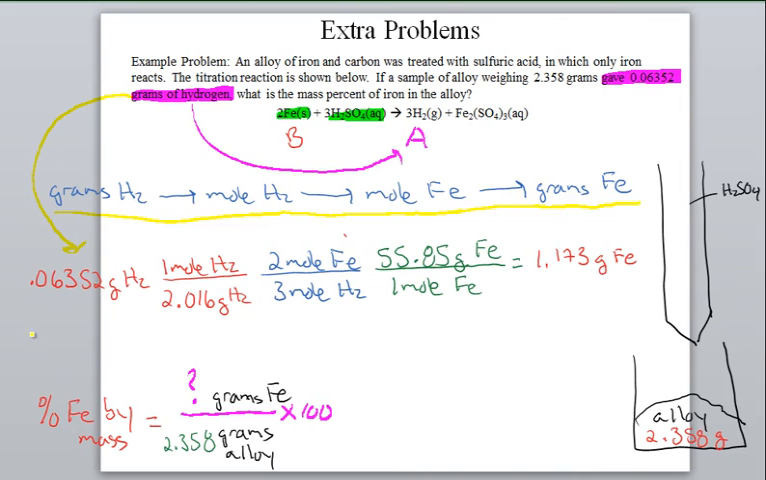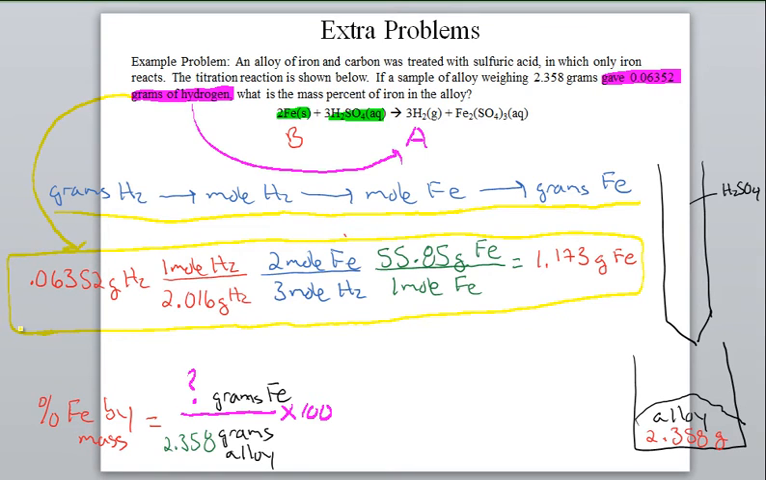So, starting with the grams of hydrogen produced, using its molar mass, that tells us how many moles of hydrogen were produced. Using the chemical reaction recipe, we can figure out how many moles of iron were oxidized. And then using its molar mass, that tells us how many grams of iron were oxidized. And that's how many grams of iron were in that alloy sample. Take that number and plug it into our percent iron by mass equation, and we can get the concentration of iron.